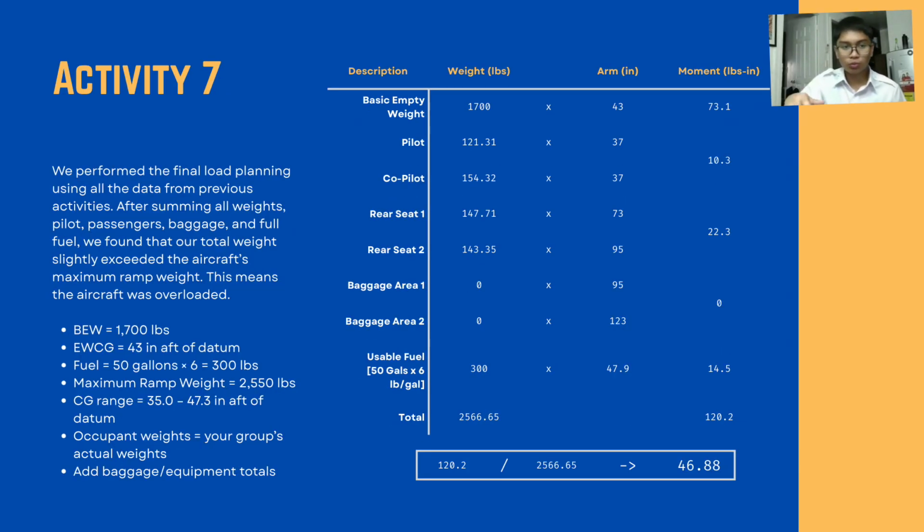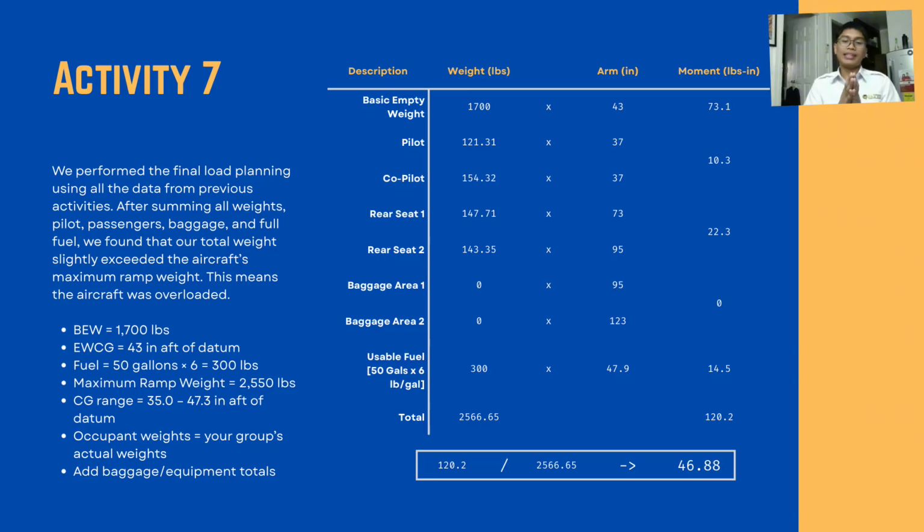Next, we have activity 7. In activity 7, we performed the final loading planning using all the data from previous activities after summing all weights: pilot, passenger, baggage, and full fuel. We found that our total weight slightly exceeded the aircraft's maximum ramp weight. So this means the aircraft was overloaded. I'll be showing you that in a second.